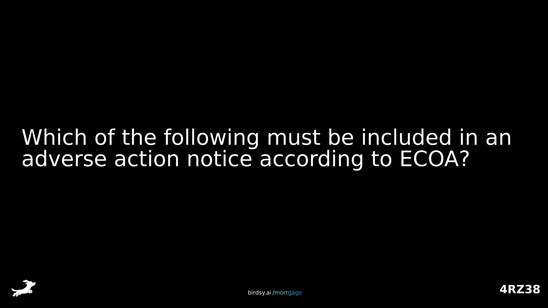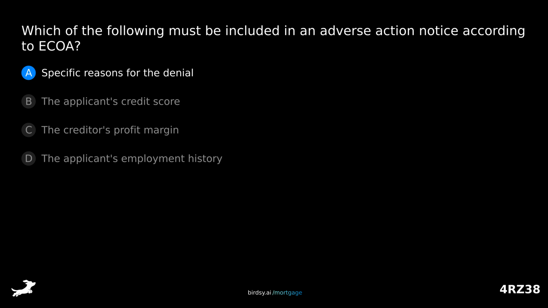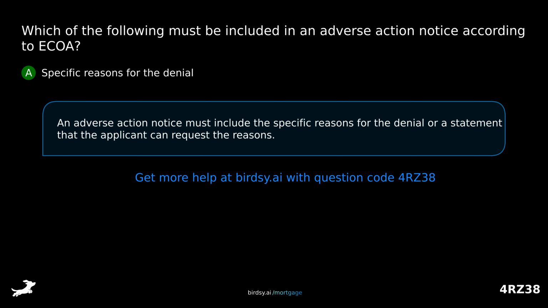Which of the following must be included in an adverse action notice according to ECOA? Is it A. Specific reasons for the denial, B. The applicant's credit score, C. The creditor's profit margin, or D. The applicant's employment history? The answer is A. Specific reasons for the denial. An adverse action notice must include the specific reasons for the denial or a statement that the applicant can request the reasons.